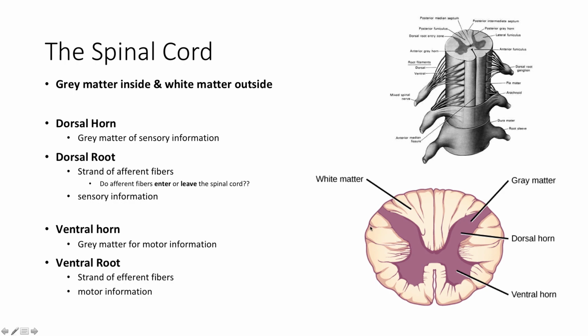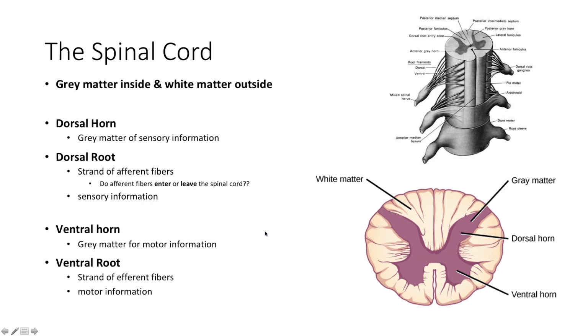Okay, so the horns are the gray matter that are here on the inside. And then the roots are when the information goes outside of the spinal cord. So I have a picture of that. What I want you to remember is the dorsal horn is the gray matter which has all the sensory information. So right here. And the ventral horn is the gray matter for motor information.